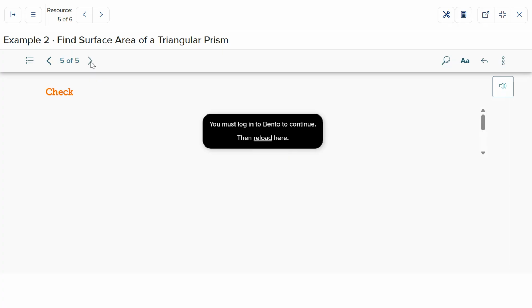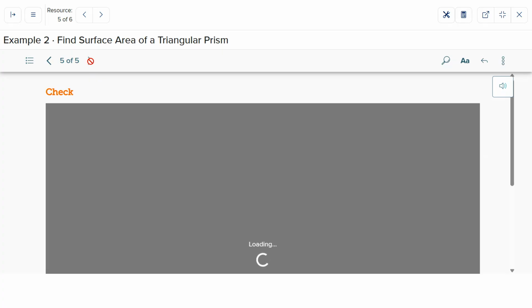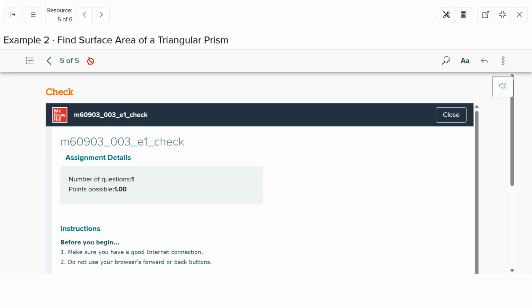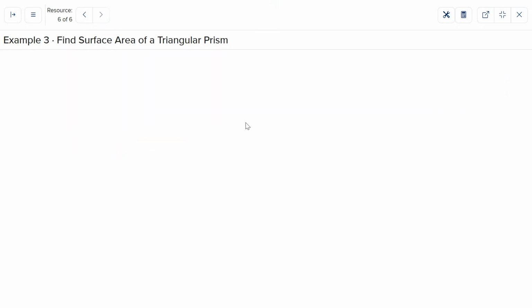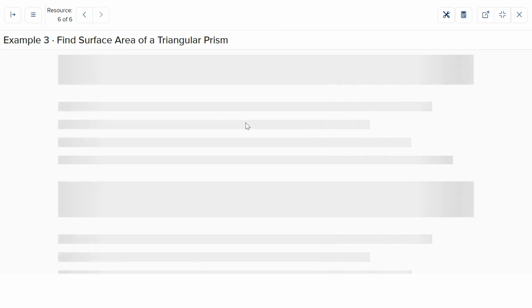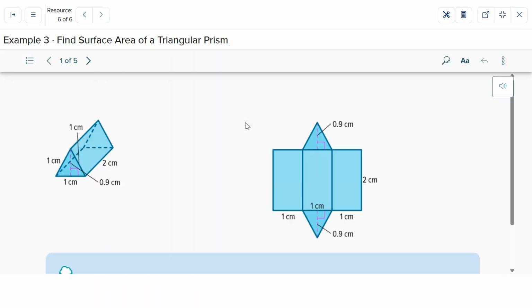Okay, there's another check for you to do, and then there is one last example that we will do that kind of says the same thing. Well, we're going to do it anyway. So example 3 on page 511 is another one. Use the net to find the surface area of the triangular prism.